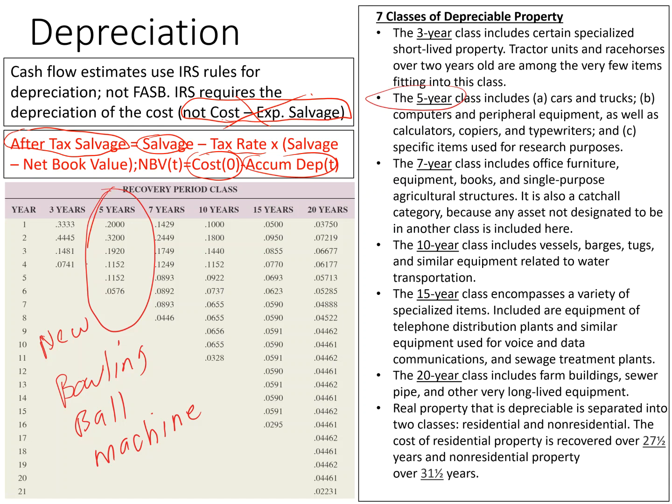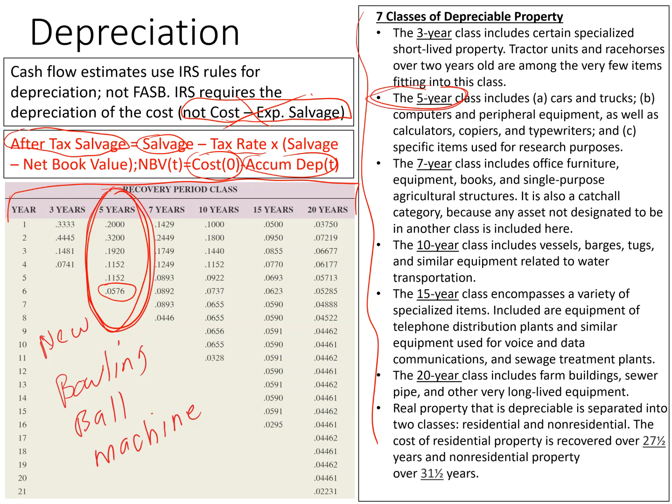Now I'm going to use the 5-year accelerated depreciation for the bowling ball machine. These are the recovery periods, and it gives you some description of the different classes of depreciable assets. So 5 years includes cars and trucks, computers, and peripheral equipment. It's been determined by the accountants that this machine should be depreciated over 5 years. And actually, the 5-year depreciation is actually a 5.5-year depreciation, because there's a little bit in the 6th year.